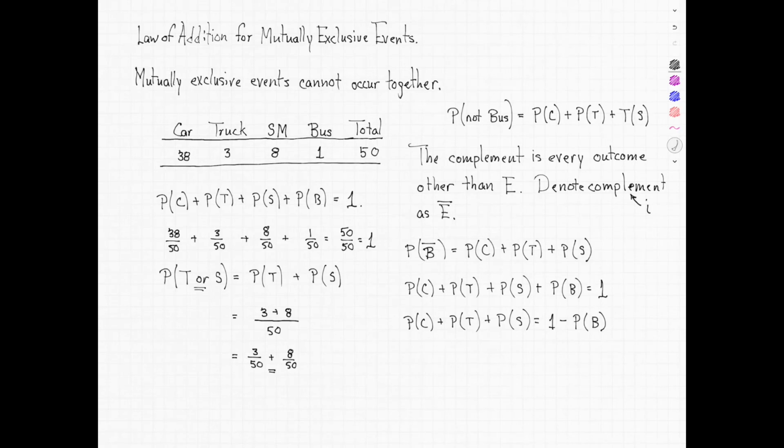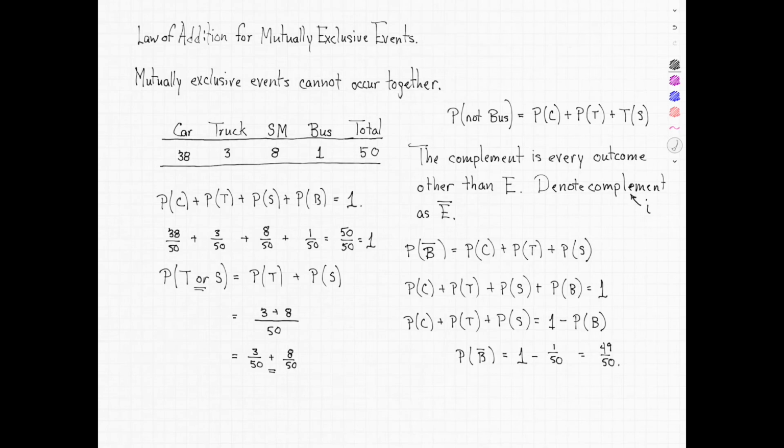And what do I have on the other side? We already said that's the probability of not the bus. So the point is that you can use the complement and you can find desired probabilities as 1 minus what it is that you didn't want. So the probability of the bus, well, we know that is 1 out of 50. And so your answer would be 49/50.